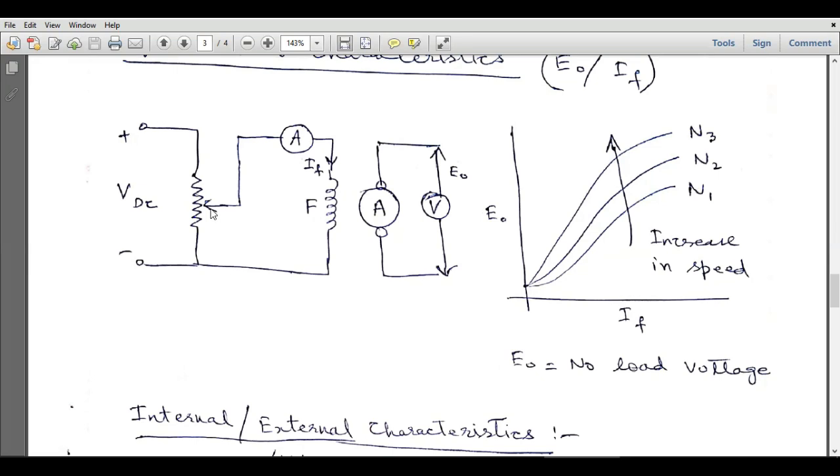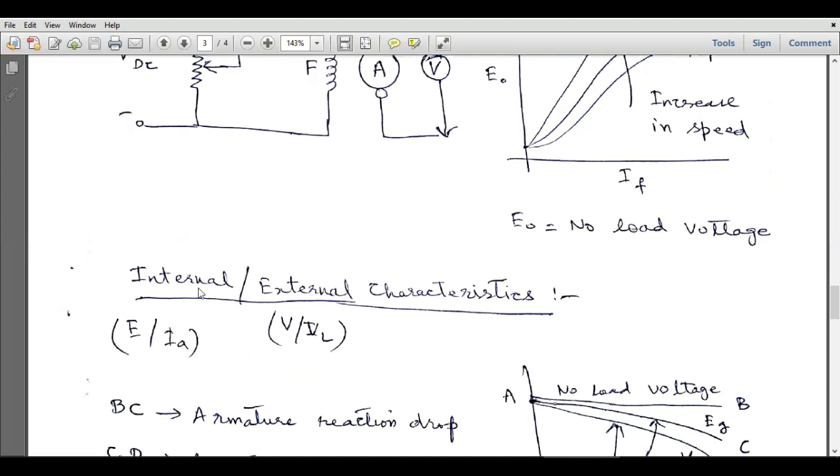This field current can be varied by varying this resistance. If we increase the resistance over here, then the field current will decrease, and when the field current is small, we will have less voltage at the output, and E naught is the no load voltage. If the knob of this variable resistor is placed over here, then maximum current will be flowing through this field winding. Similarly, if the knob of this rheostat is placed over here, then the voltage at this field winding will be minimum, and zero current will be flowing through the field winding, right? So by varying this variable resistance, we can achieve this data experimentally.